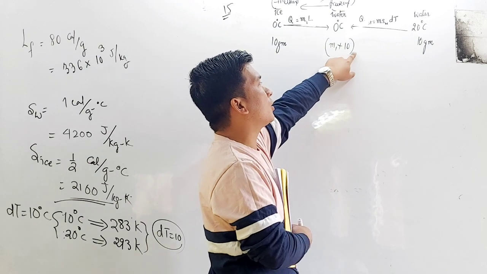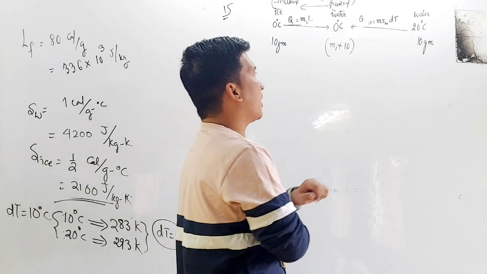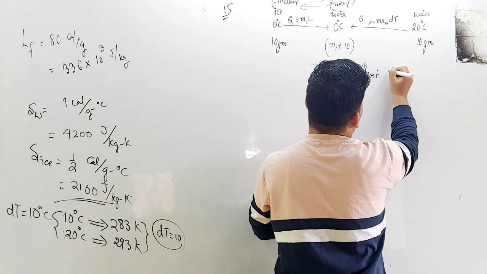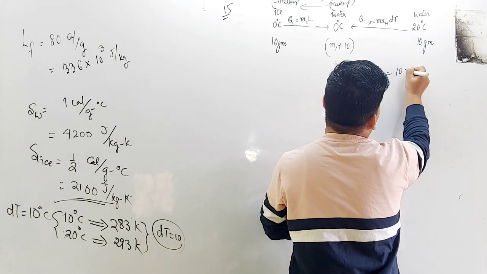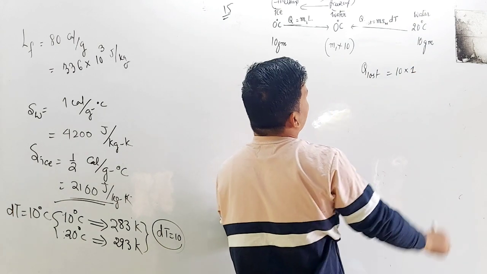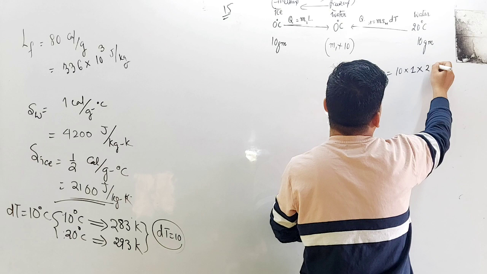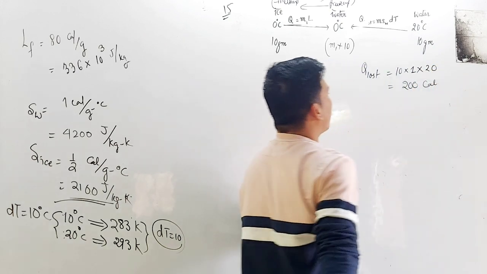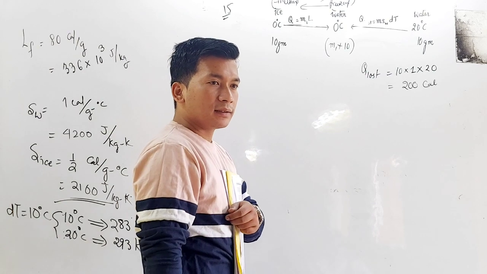Q loss will be equal to 10 gram times specific heat of water in terms of calorie, which is 1, times temperature change, this is 20. That means 200 calorie will be available for your melting process.